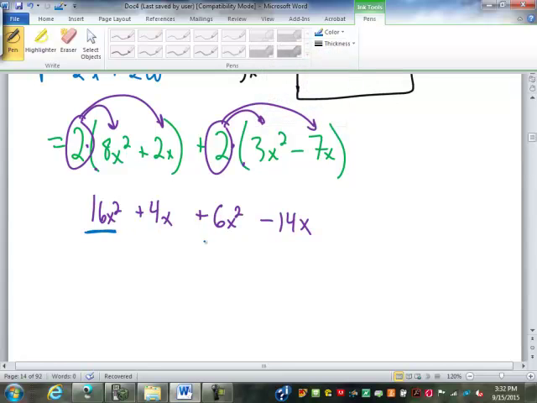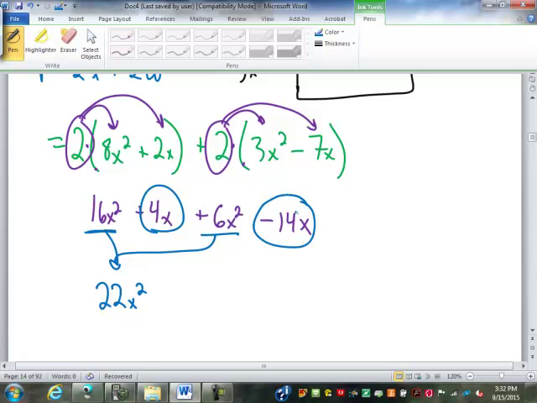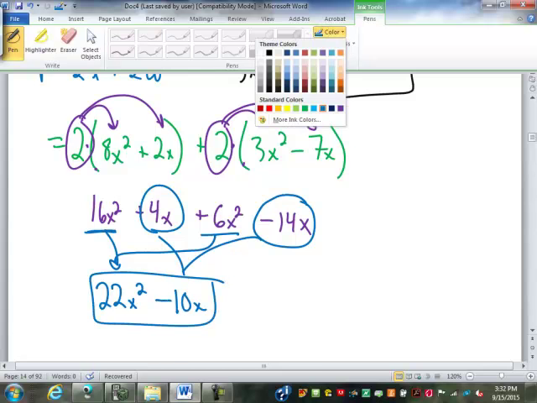Combine 16x squared with 6x squared makes 22x squared. Perfect. 4x combined with anything? Times the negative 14x. So negative 10x. And there it is.